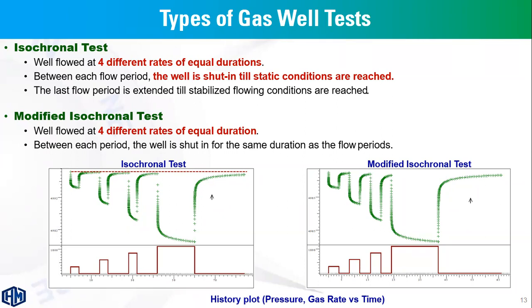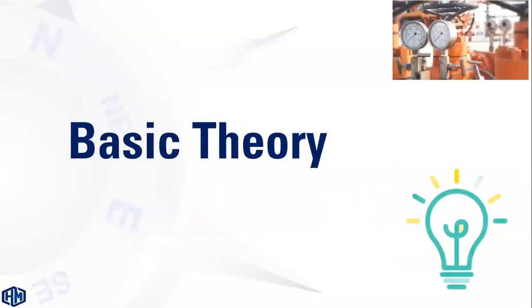The modified isochronal test is commonly used in tight reservoirs because we need to have long shut-in periods to enable the reservoir pressure to reach the initial conditions.